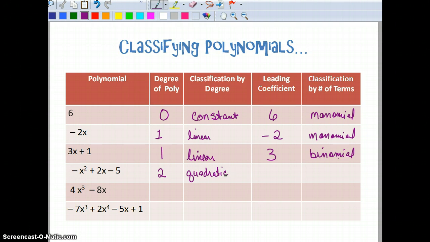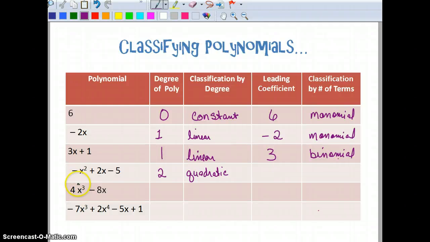So remember, all of these are going to have consistent graphs based on their type. Linear is going to have a similar graph. Quadratics are going to have similar graphs. So you're going to have an idea of what all of these are going to look like when they're graphed.